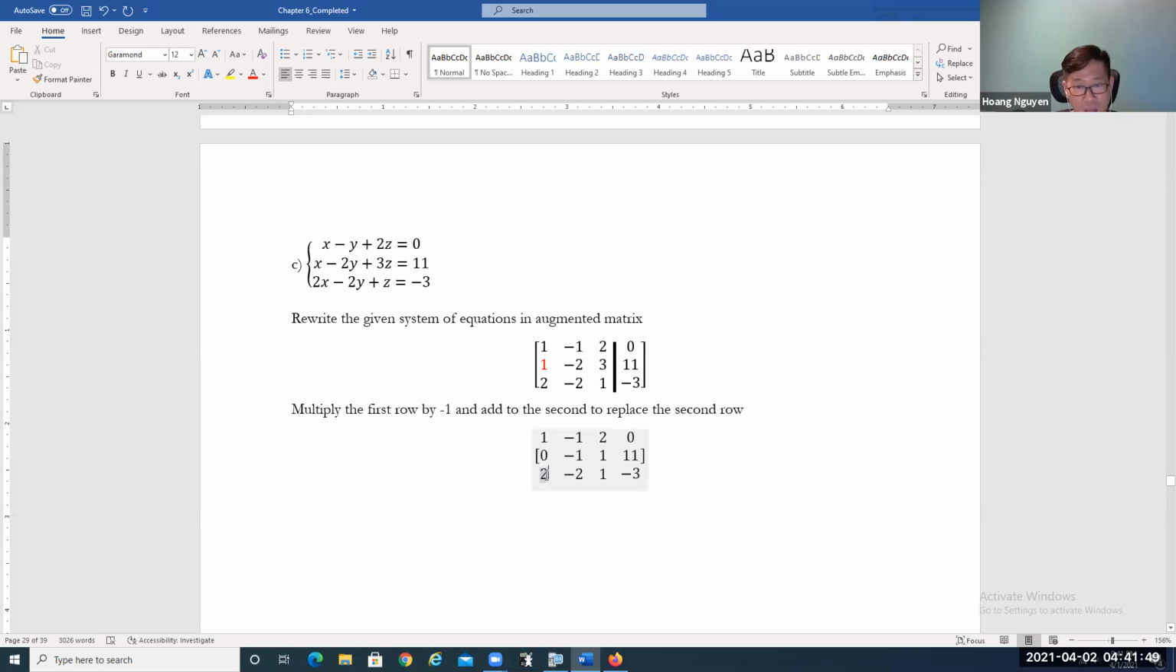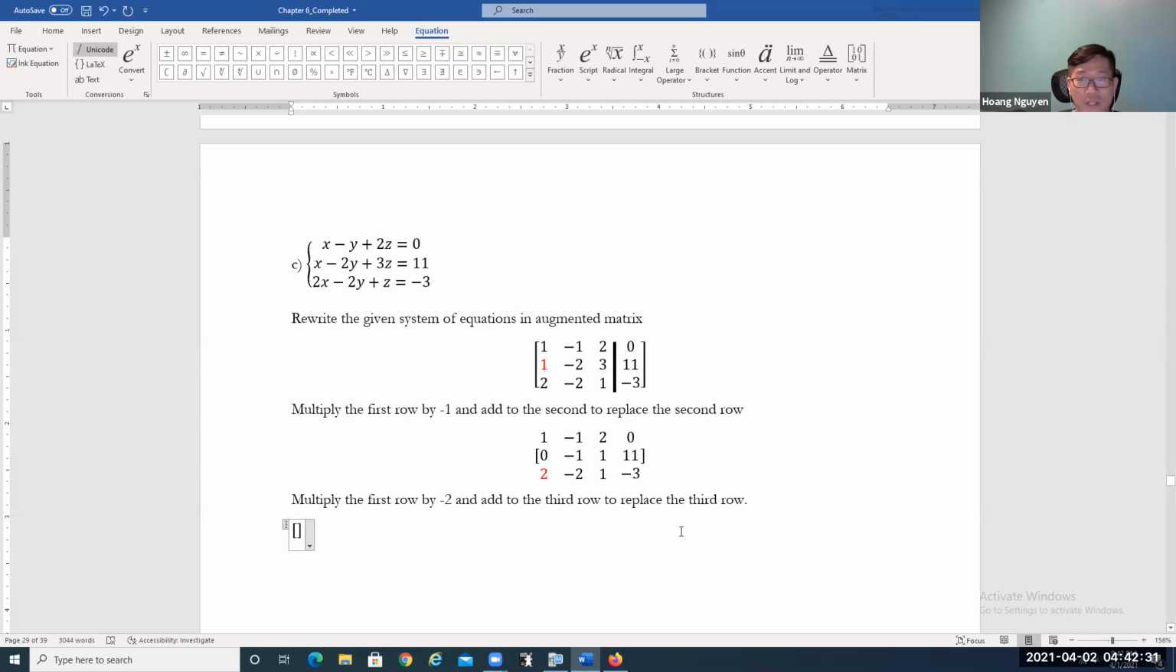Now we're going to go down more. I'm going to make this element equal 0. So what do we need to do to make that element equal 0? In order to make this element equal 0, I'm going to multiply the first row by -2 and add it to the third row to replace the third row. Okay.